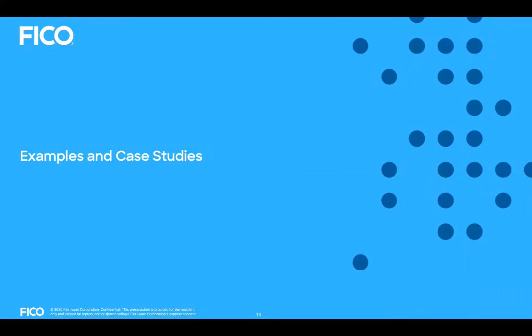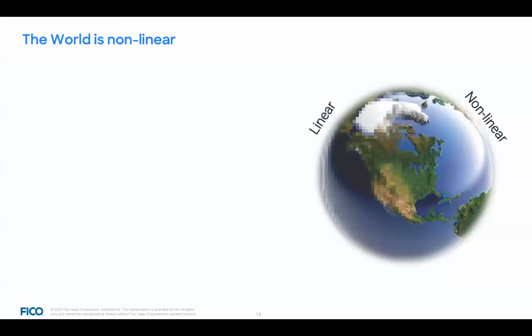Okay, with that, I want to switch now to some of the use cases and some examples how you can apply those technologies and how you can combine optimization with analytics and rules technology. Okay. So before I get there, one statement, and that's part of these first couple of use cases I'm going to show you. The world is actually nonlinear.